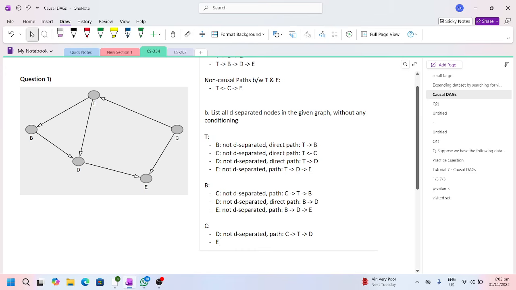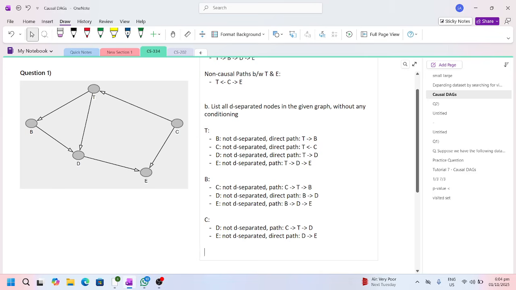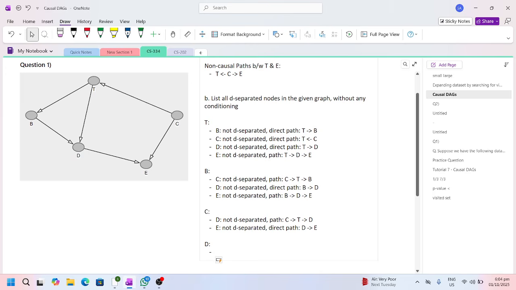What about D and E? Again, not d-separated because I can clearly see a direct path between them. It starts at D, it ends at E, which means that I have to check. I only have to check D now. Yeah, technically I only have to check D, and D I now only have to check against E.